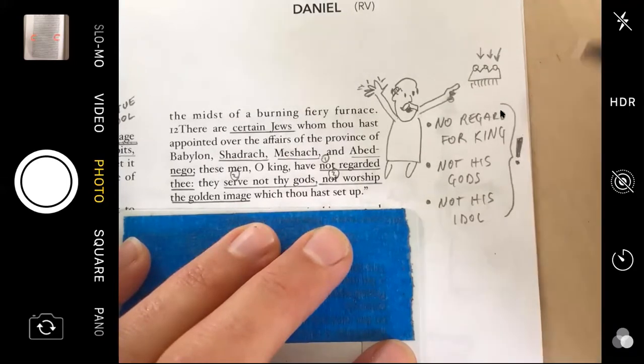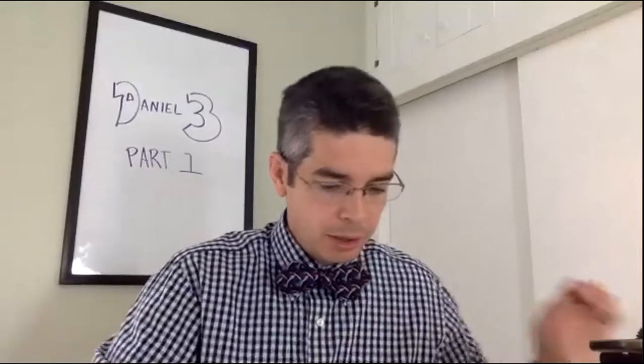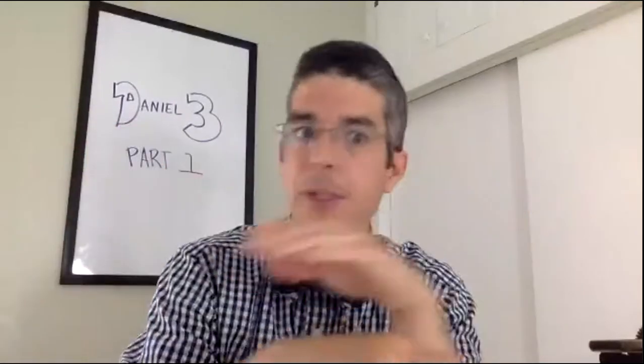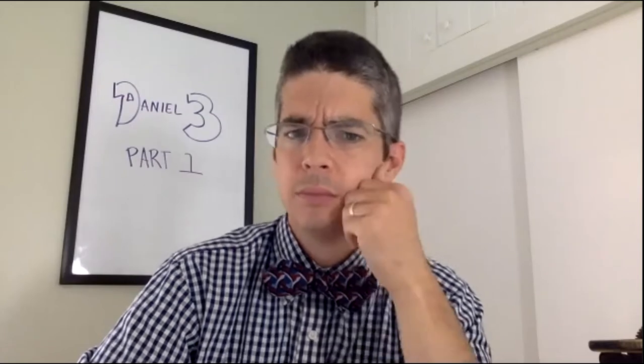Now think about it. You are Shadrach or Meshach or Abednego, and you've been gathered together with all of the governors and the judges and the satraps, and you hear the rule: you gotta bow down to this thing. As a good Jewish boy or girl, are you allowed to bow down to an idol? No. Why? Because God is the only God. God's the only God. Why else?